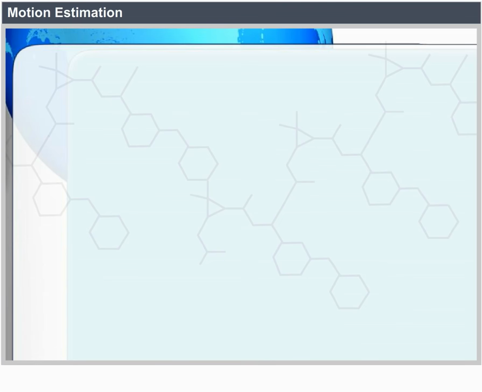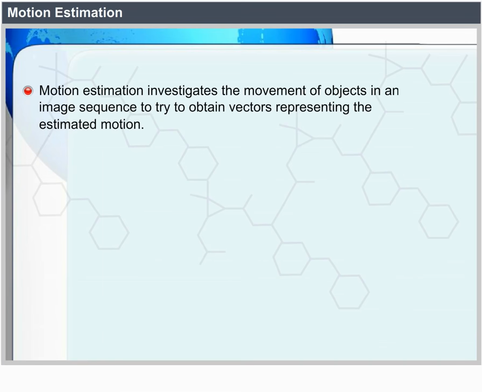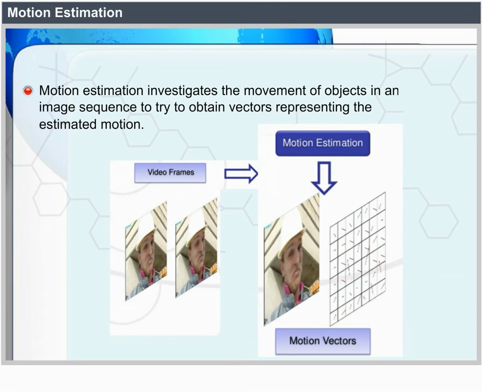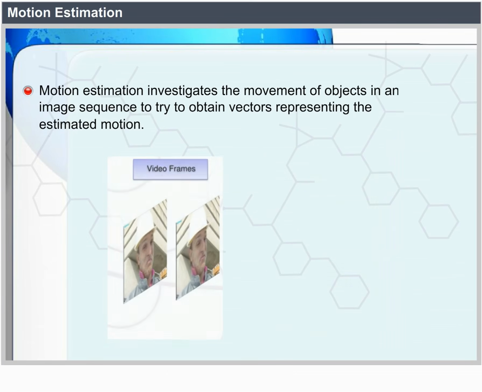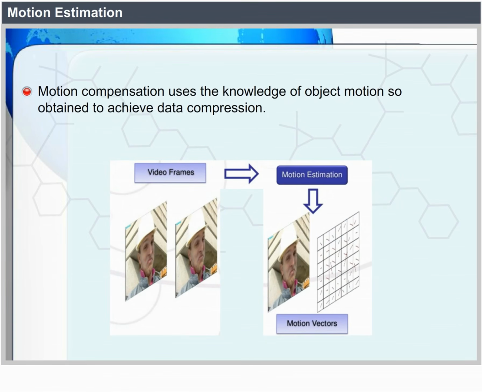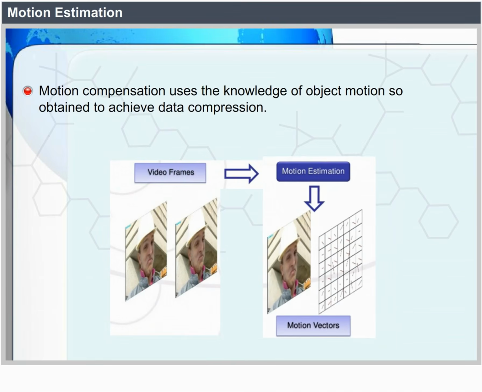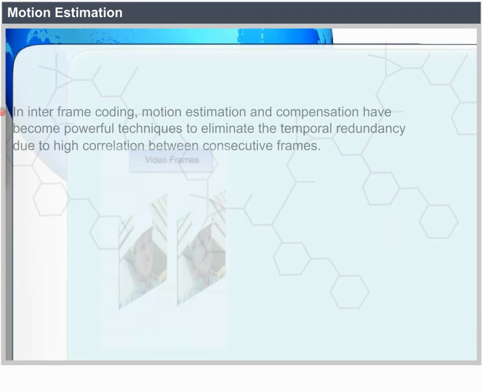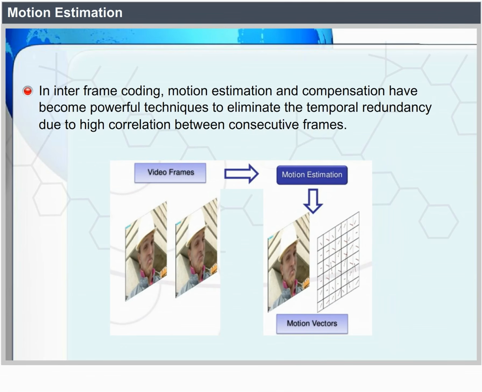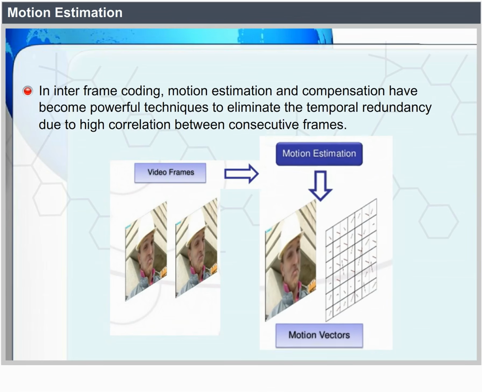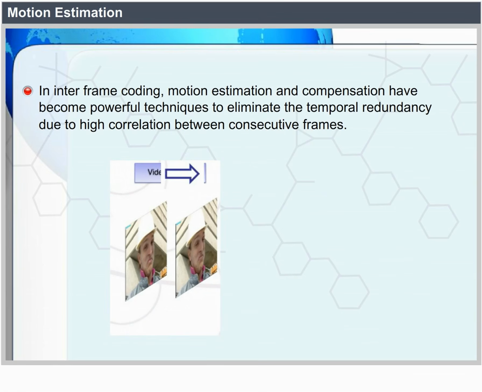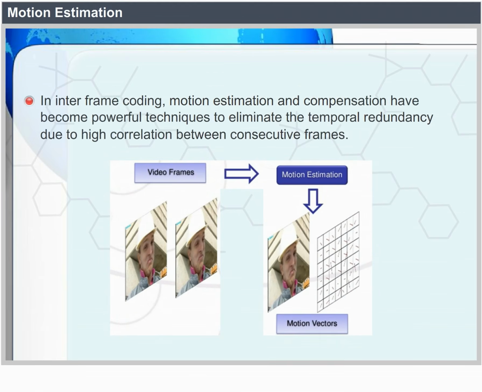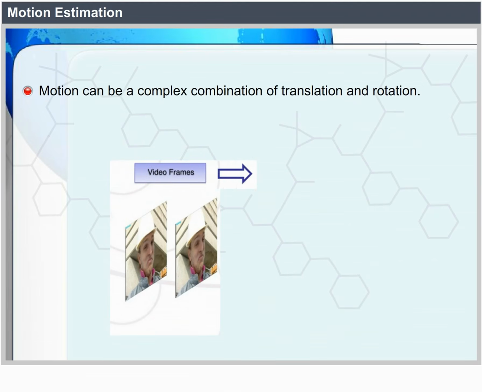Motion estimation. Motion estimation examines the movement of objects in an image sequence to try to obtain vectors representing the estimated motion. Motion compensation uses the knowledge of object motion so obtained to achieve data compression. In interframe coding, motion estimation and compensation have become powerful techniques to eliminate the temporal redundancy due to high correlation between consecutive frames. Motion can be a complex combination of translation and rotation.